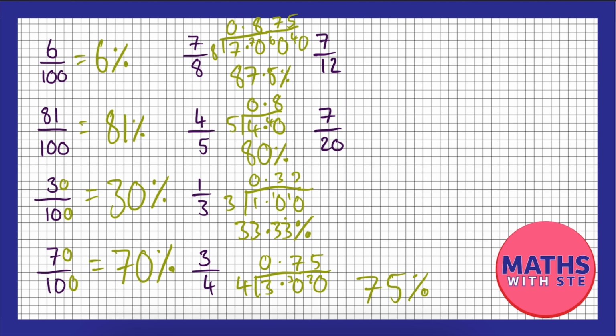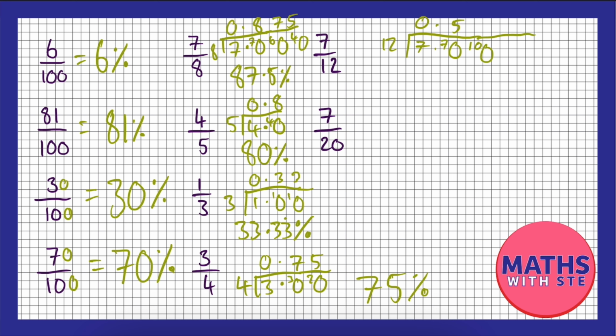Okay. 7 over 12. Wow. Okay, let's do this one. So 12 going into 7. 12 goes into 7 0 times. Point. 70. Well, 12 times 5 is 60, isn't it? But it's going to have 10 left over. So it's going to be 5 times with 10 left over.